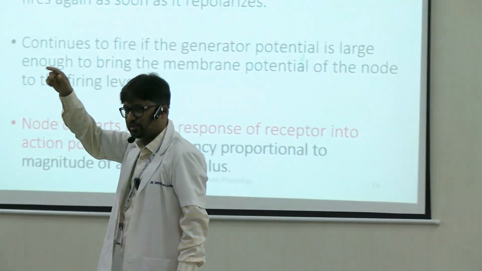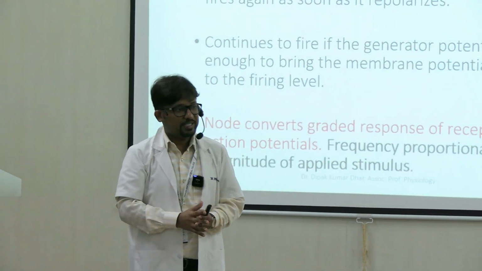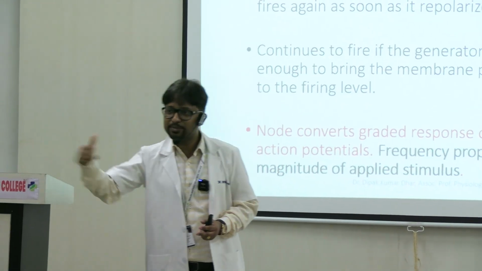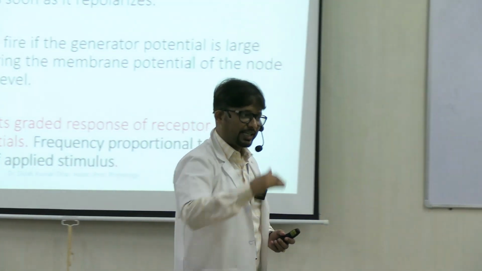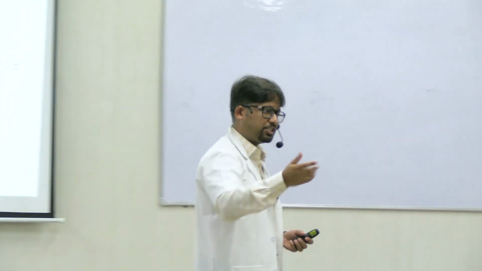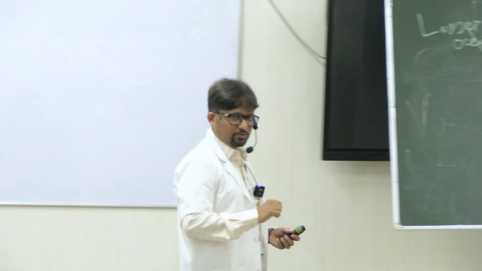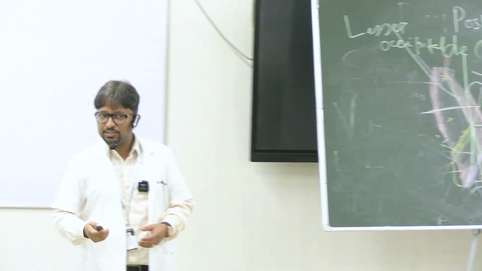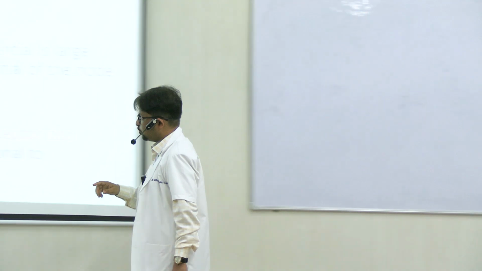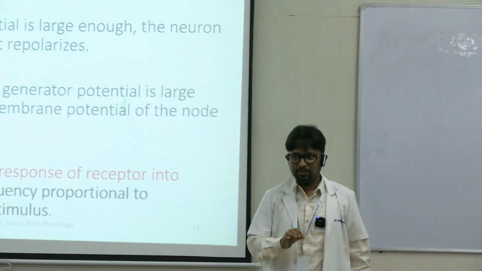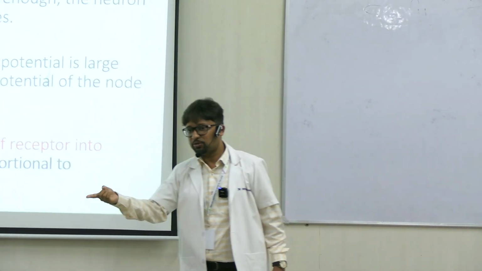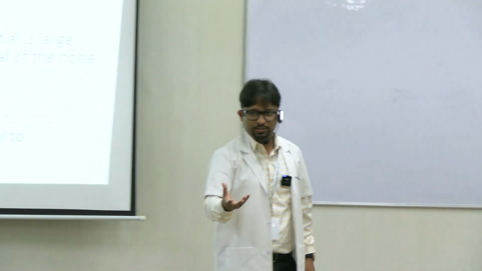Again a third action potential is triggered. So the larger the magnitude of the receptor potential, that many number of times the node will be triggered to its firing level, and that many number of times there will be action potentials or impulses, right? So is this part clear? Larger the magnitude of the receptor potential, more is the number of action potentials that can be triggered. So it is the first node of Ranvier which converts the graded response of the receptor to action potential in the nerve. So you see the beauty of this.